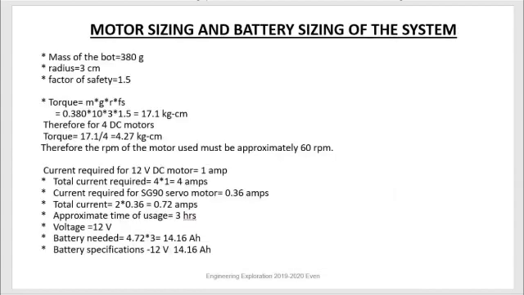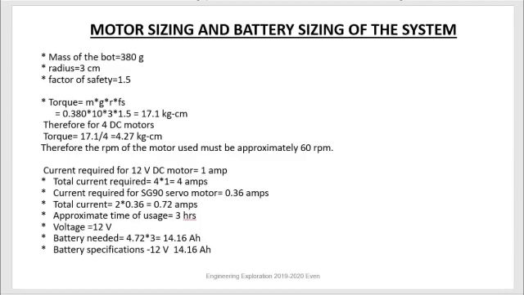So this is the motor sizing and the battery sizing of the system. First the motor sizing. Mass of the bot is 380 grams. Radius is 3 centimeters and factor of safety is 1.5. So the torque is 17.1 kg centimeter. So the torque for one DC motor is 4.27 kg centimeters. Therefore the RPM of the motor used must be approximately 60.